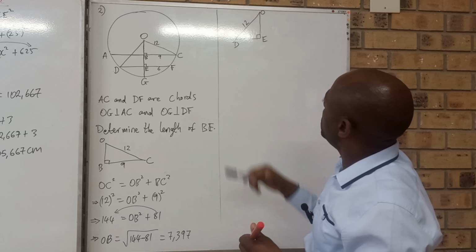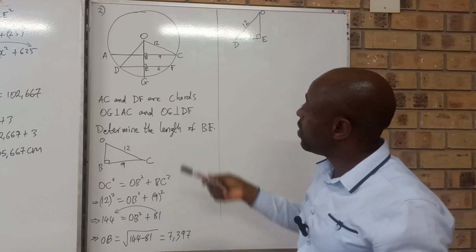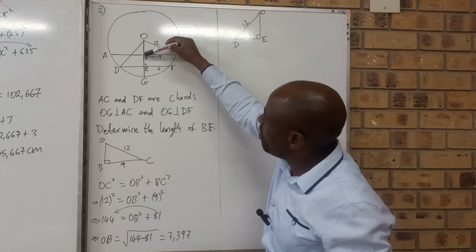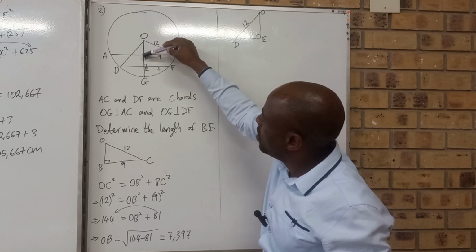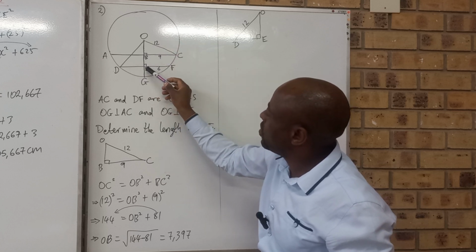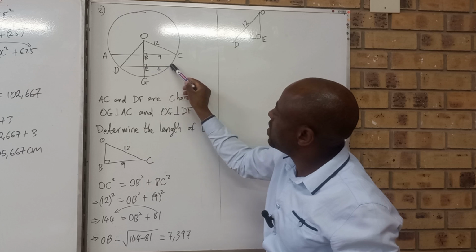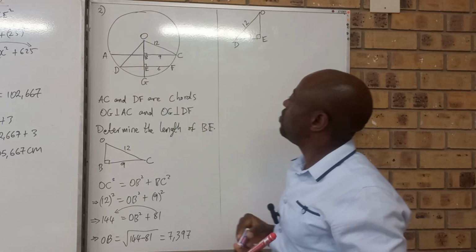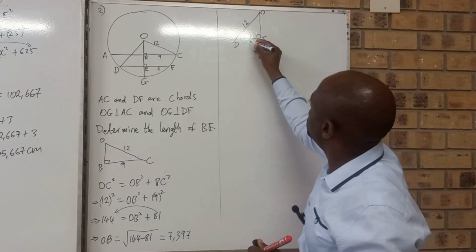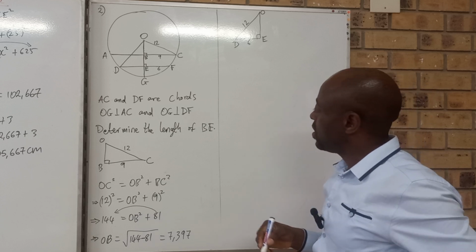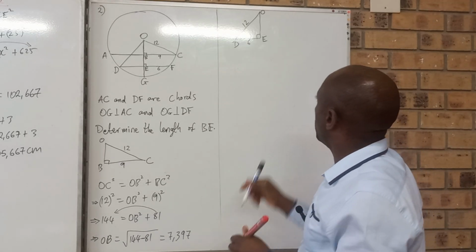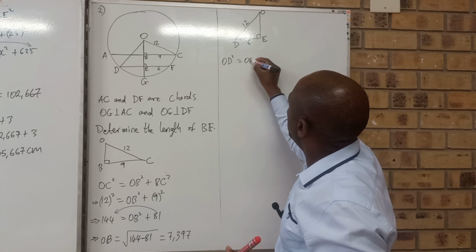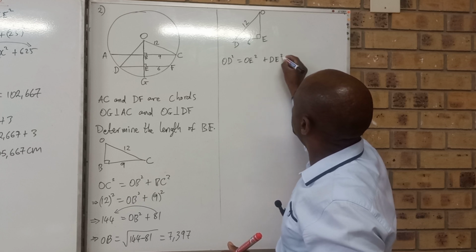Now, what else do I need? I need DE, and this is where we need the theorem that a line from the center of the circle, which is perpendicular, because you see the perpendicular signs there, to a chord bisects the chord. So it means if this side is 6, then that side should be 6. If this is 9, then that should be 9. So we'll say our DE is 6. So in this case, you can get OE using the theorem of Pythagoras again. So OD squared is equal to OE squared plus DE squared.